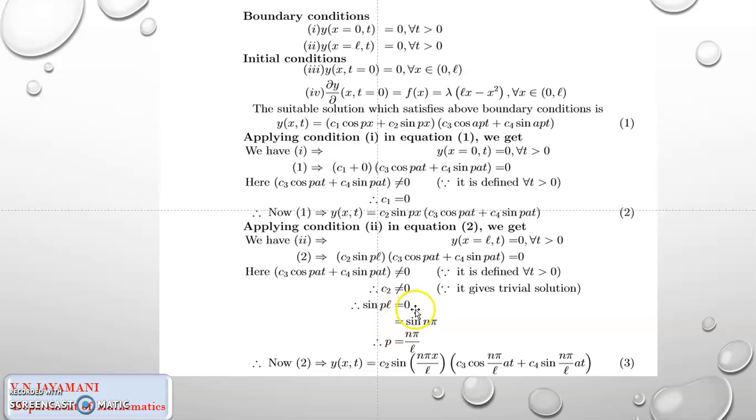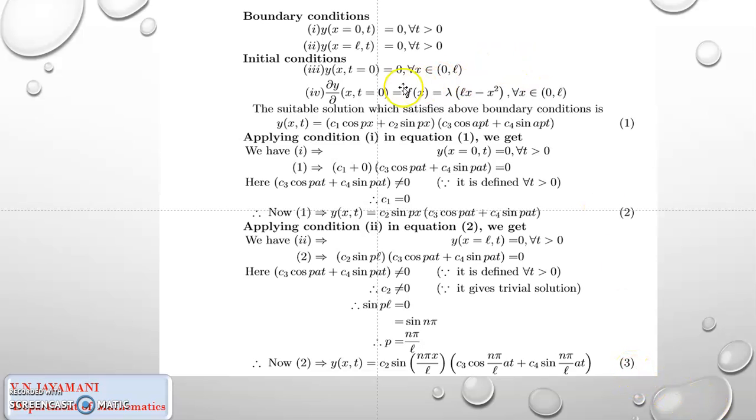So pL is equal to sin inverse of 0. The sin inverse of 0 value is n pi. Therefore p is equal to n pi by L. So we got the p value. Substitute the p value in equation number 2. So y of x comma t is equal to c2 sin(n pi x by L) into (c3 cos(n pi at by L) plus c4 sin(n pi at by L)). That is, we are substituting the p value. So we got equation number 3.